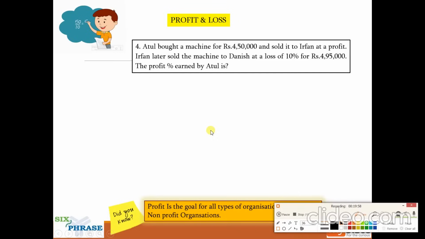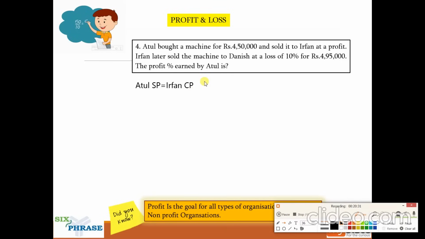When Atul is trying to sell it, it is Atul's selling price, right? Atul's selling price is equal to Irfan's cost price. Am I right? Because from Atul, Irfan is buying. So Atul sold it to Irfan. So what it says is, Atul's SP is equal to Irfan's CP.